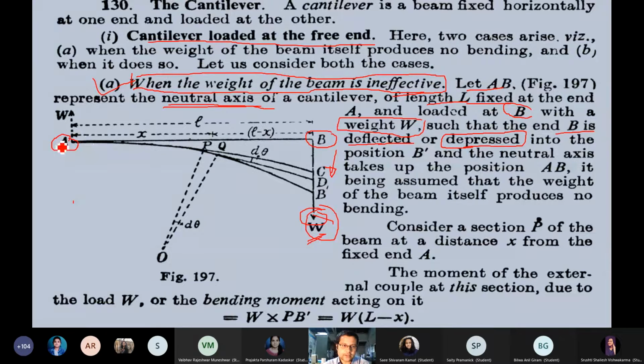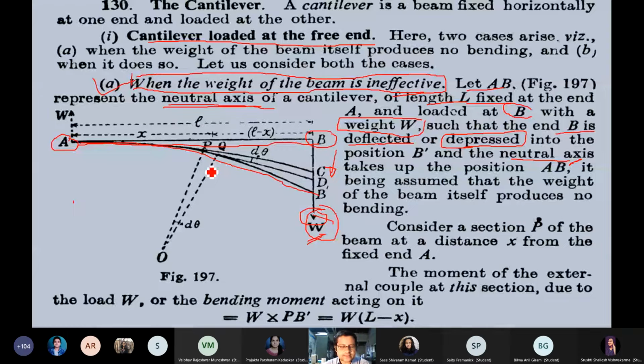Originally it has to be AB, but later when it is deflected or depressed, it has a new position that we call B prime. So B prime is the position of the new neutral axis, and AB prime takes the new position. Assume that AB has no weight, and when you apply a certain weight, it takes a new position, that is AB prime over here.